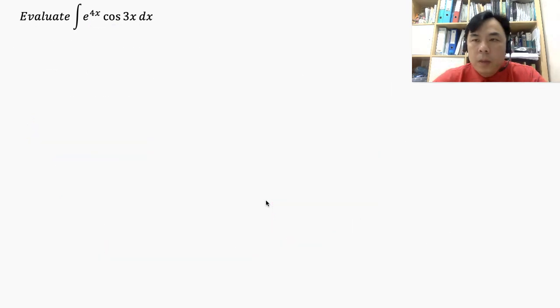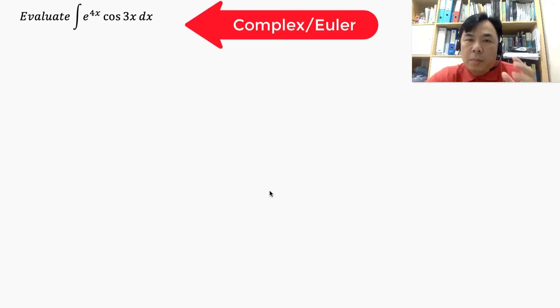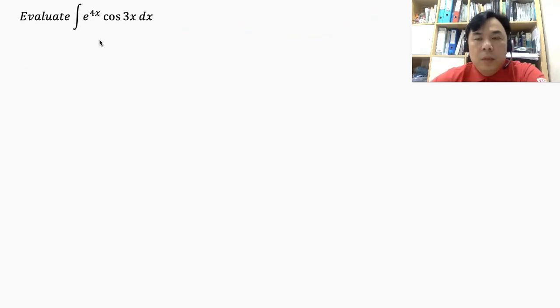All right, welcome back. We're going to look at the last method that I'm going to present today: how we make use of complex number methods, and then by making use of Euler's identity, evaluate this integral. Now, before we can start with this, we have to revisit the complex number through Euler's identity.